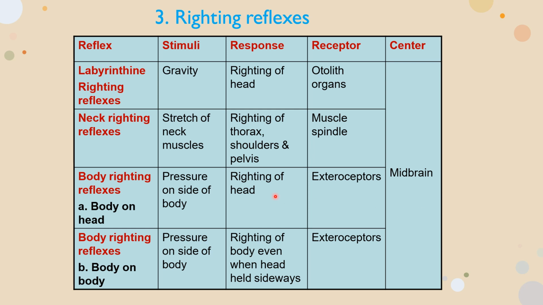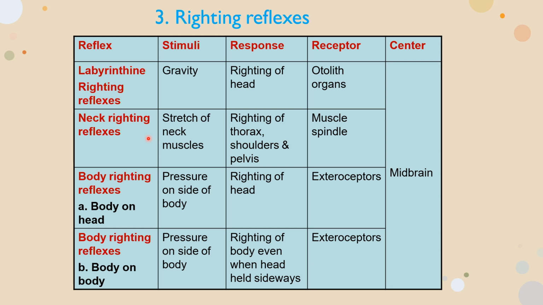The righting reflexes are labyrinthine righting reflexes, neck righting reflexes, and body righting reflexes. Body righting reflexes are two types, body on head and body on body. For the labyrinthine righting reflexes, the stimulus is gravity and the response is righting of head, that is correcting of head. Head position will be corrected to center. The receptor here is otolith organs.